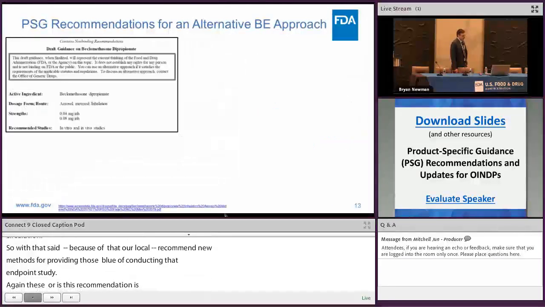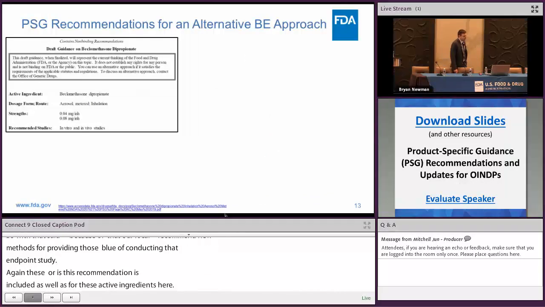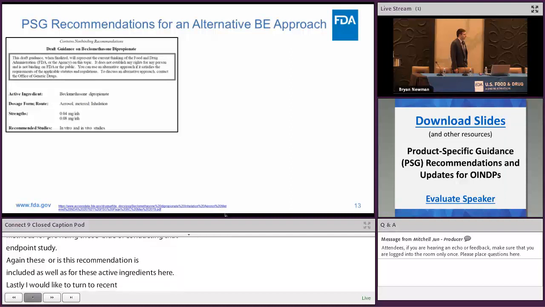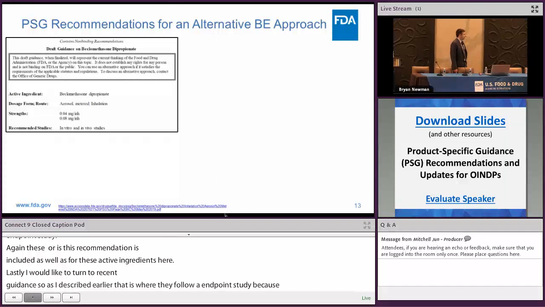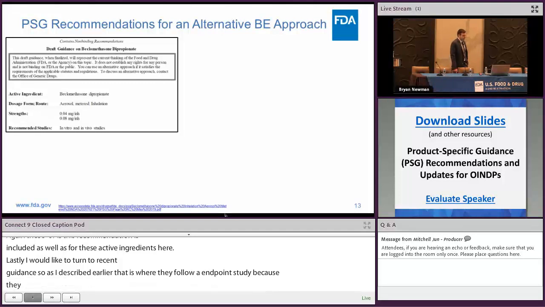Lastly, I'd like to turn to our recent product-specific guidance for beclomethasone dipropionate metered aerosol for inhalation. As I described earlier, the MDIs follow a comparative clinical endpoint study for establishing bioequivalence because they follow the weight of evidence approach as well. However, I'll note that in the approved label for this product, the drug substance beclomethasone dipropionate is dissolved in the formulation. So in other words, this is a solution-based formulation.